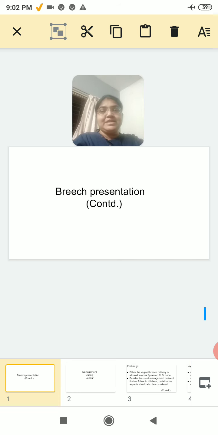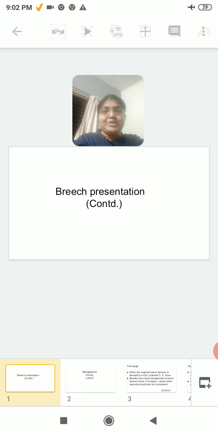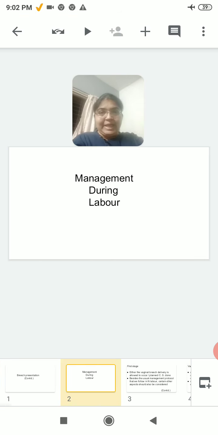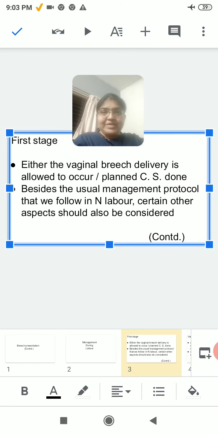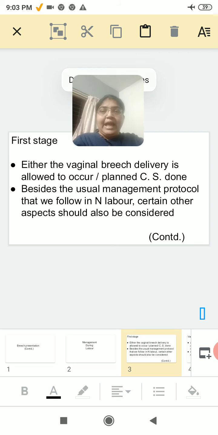Till now we have discussed management of the breech presentation during pregnancy, that is through external cephalic version. In this session we'll talk about management of the breech presentation during labor. We start with the first stage. Either the vaginal delivery is allowed to occur or planned cesarean section is done.